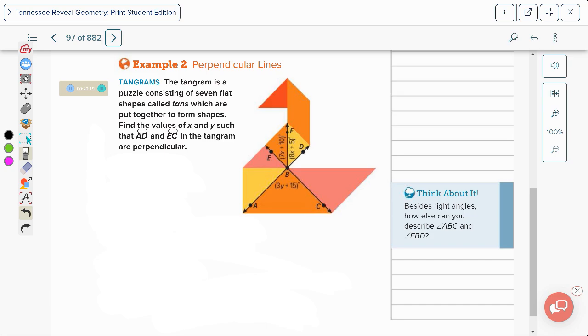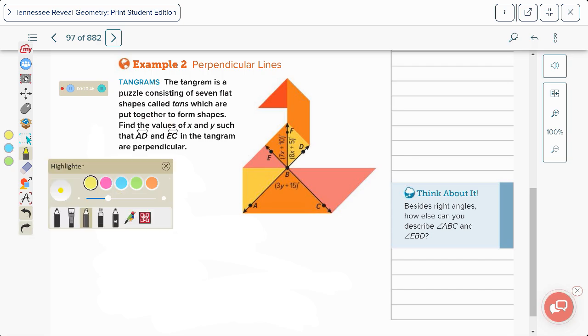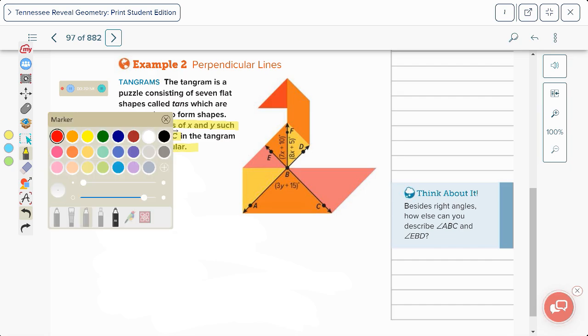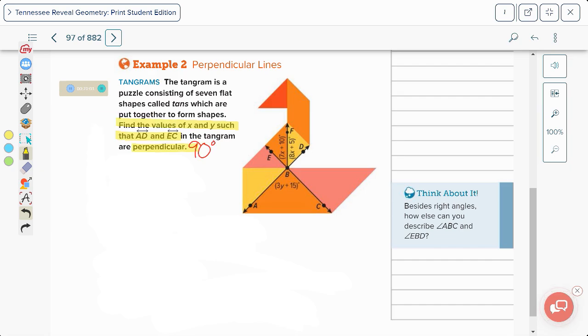All right, let's look at example 2. Again, guys, I went ahead and blocked off all that information that they have given you in your textbook. So as I solve this, just follow along, fill in the blanks. But we have the following problem. It says the tangram is a puzzle consisting of 7 flat shapes called tans, which are put together to form a shape. Find the value of x and y such that AD and EC in the tangram are perpendicular. So we know whenever perpendicular lines are formed, they create 90 degrees.